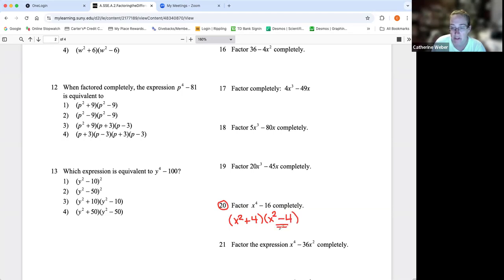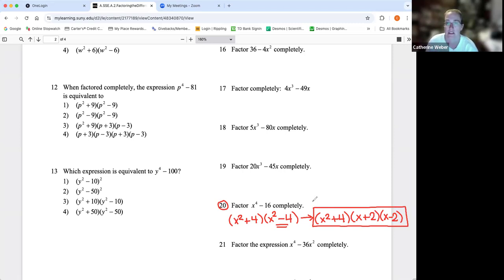Here's another DOPS expression, so I have to keep going. X squared plus 4 is not factorable. You cannot do sum of perfect squares. It does not exist. Square root of x squared is x. Square root of 4 is 2. So I get the entire final answer to be x squared plus 4 times x plus 2 times x minus 2. I've seen that pop up in the past.